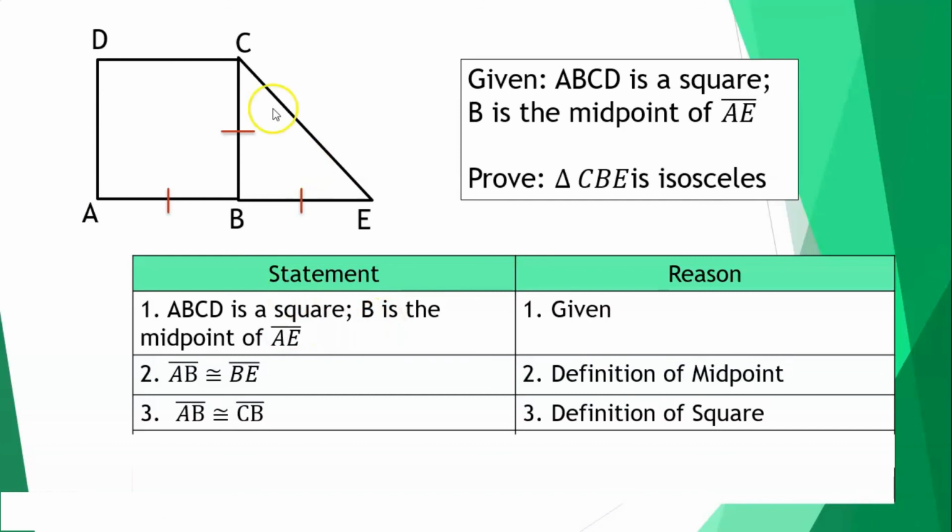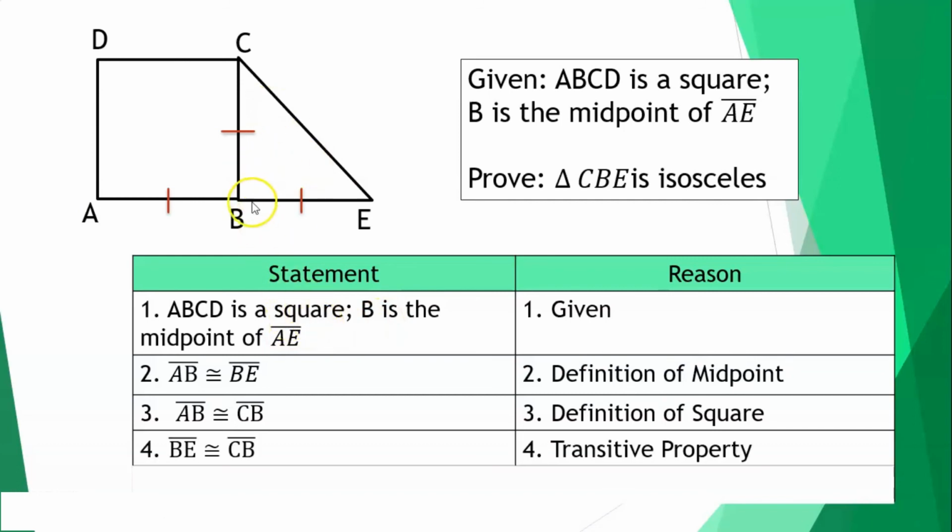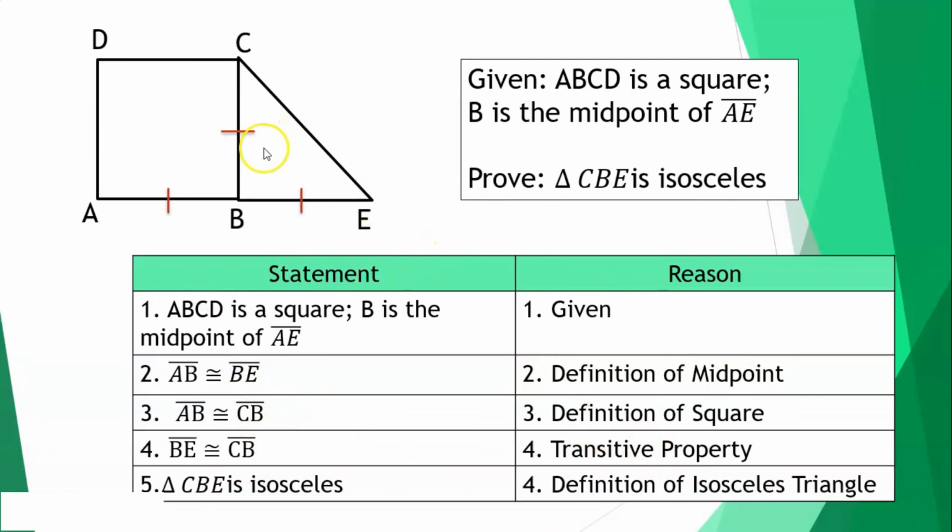So with this, we can prove that BE is congruent to CB. That is by transitive property. AB is equal to BE, AB is equal to CB, so it would follow that BE is also equal to CB. That's by transitive property. So with that, indeed, triangle CBE is an isosceles triangle based on the definition of isosceles triangle in which two of its sides are congruent. Okay, another.